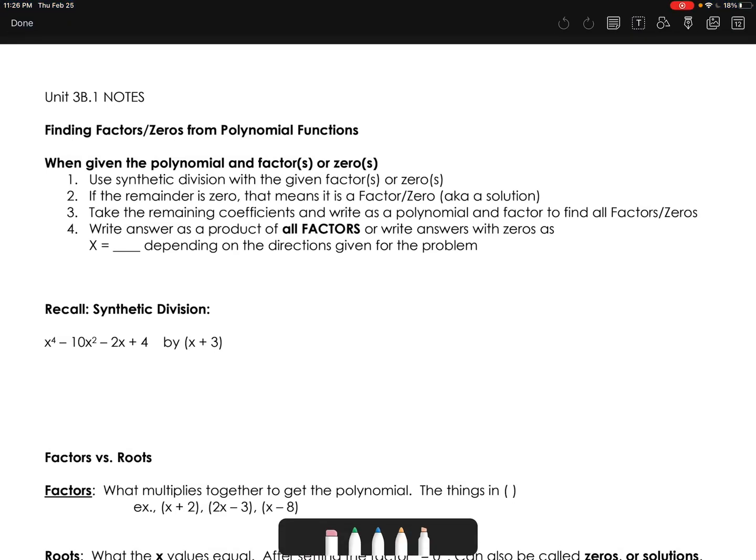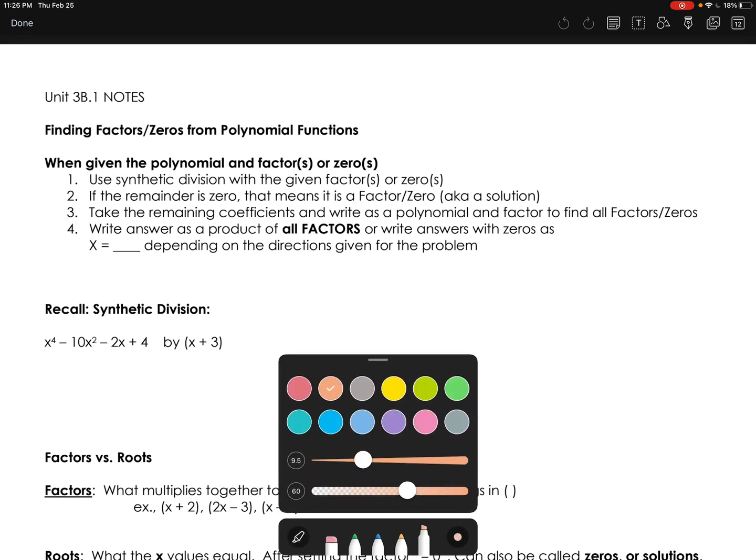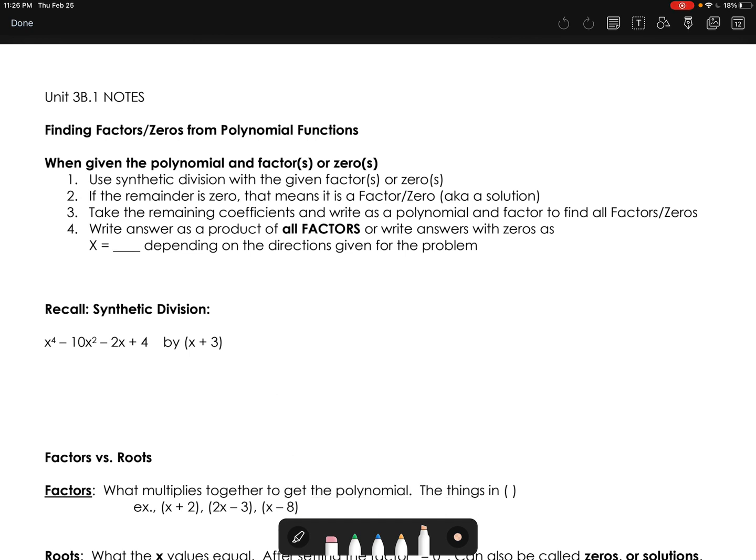Today we are starting the second part of Unit 3, where we're going to start looking at factors and zeros for polynomial functions and how to find them. So earlier this unit, or I think actually in Unit 2, we talked about synthetic division. That is going to come back right here, and we're going to use synthetic division with the given factors or zeros, and we're going to talk about the difference between those in a second.